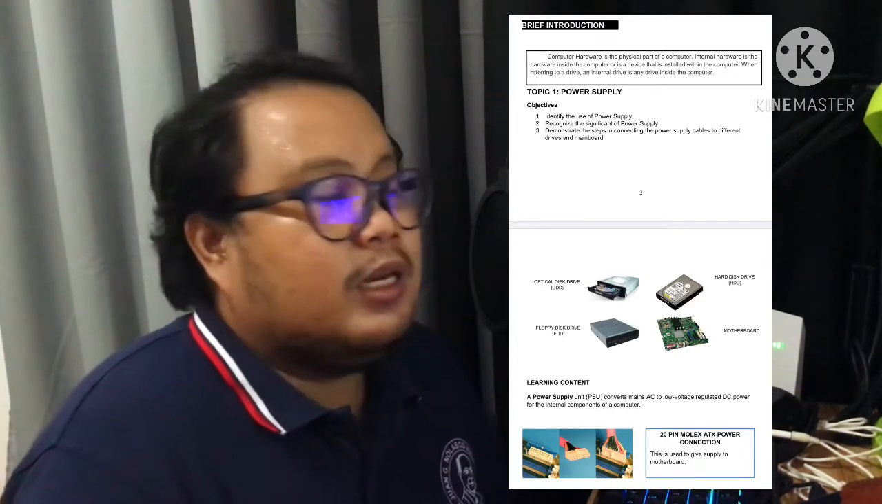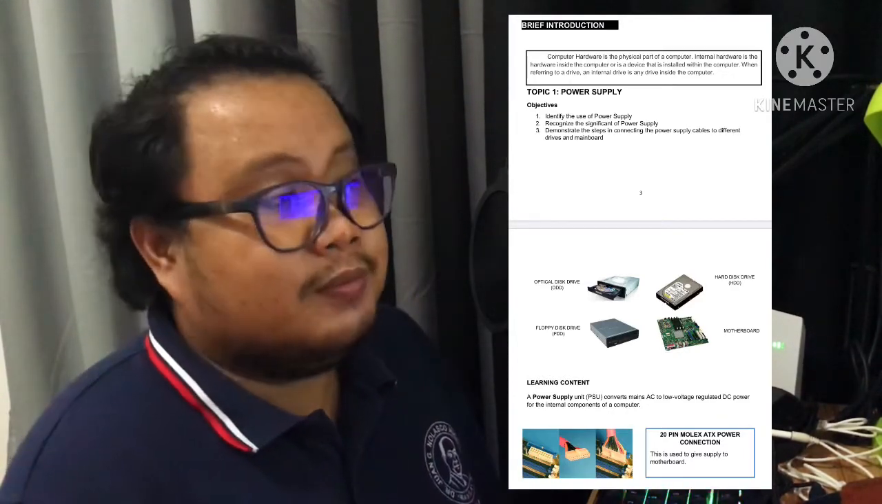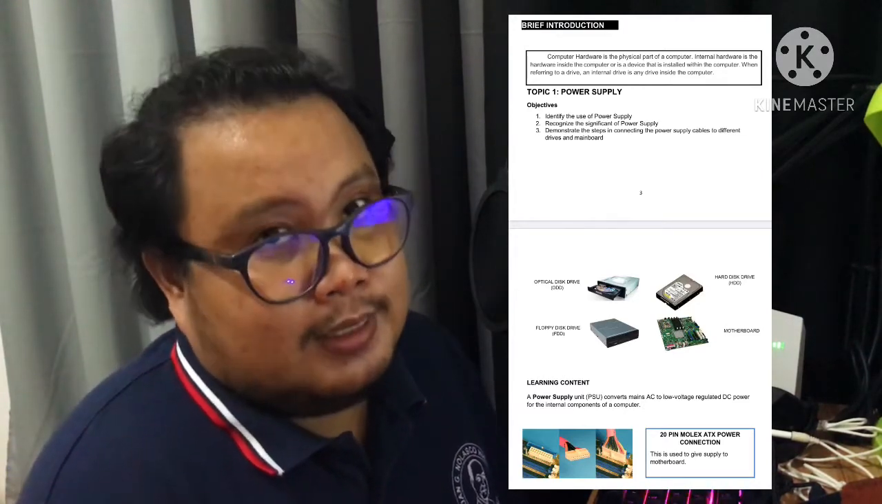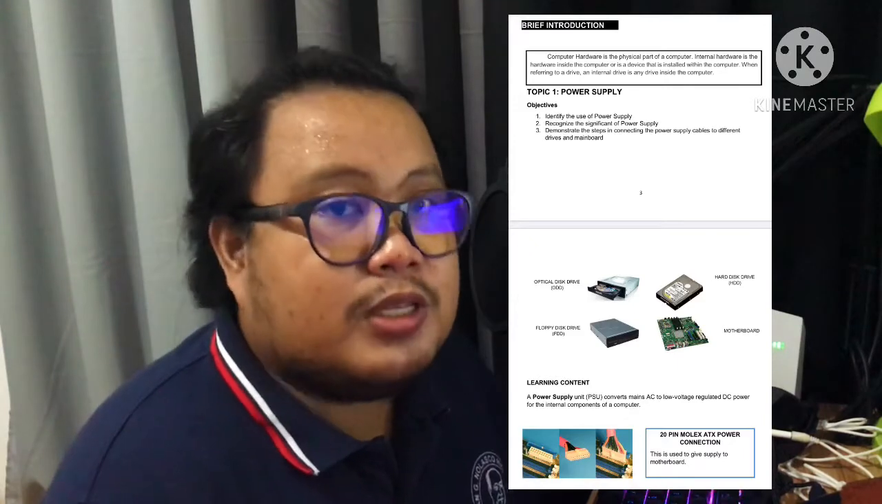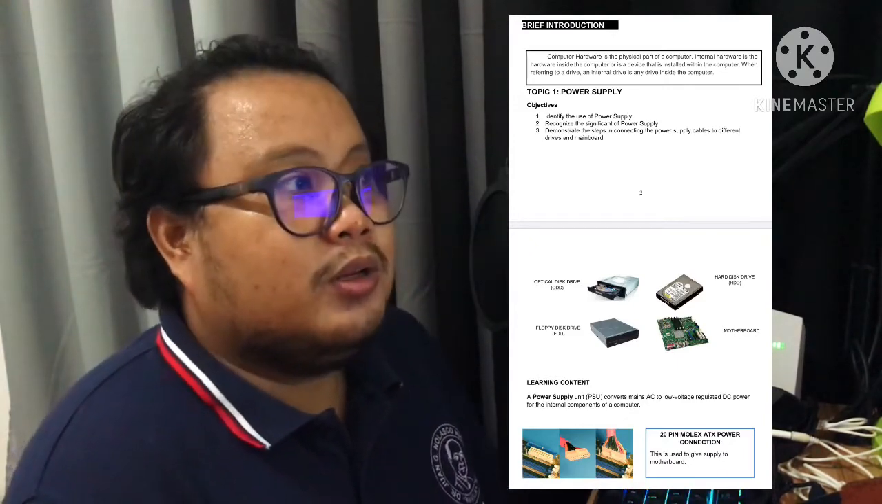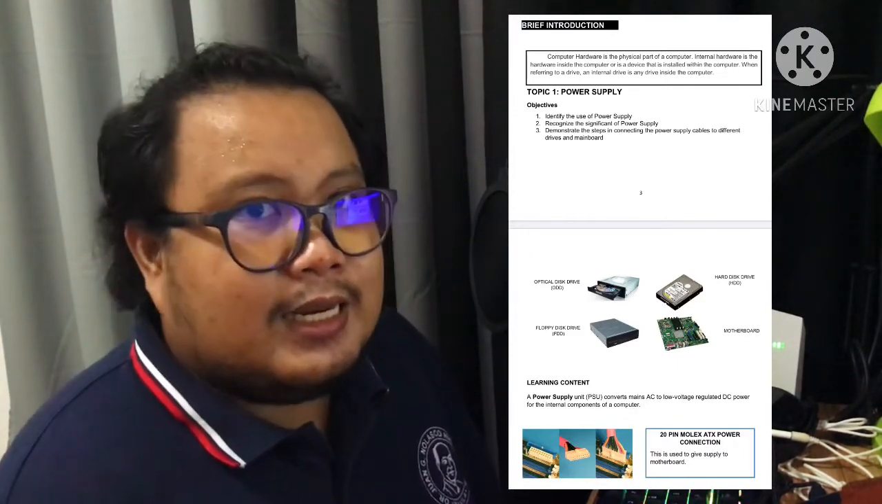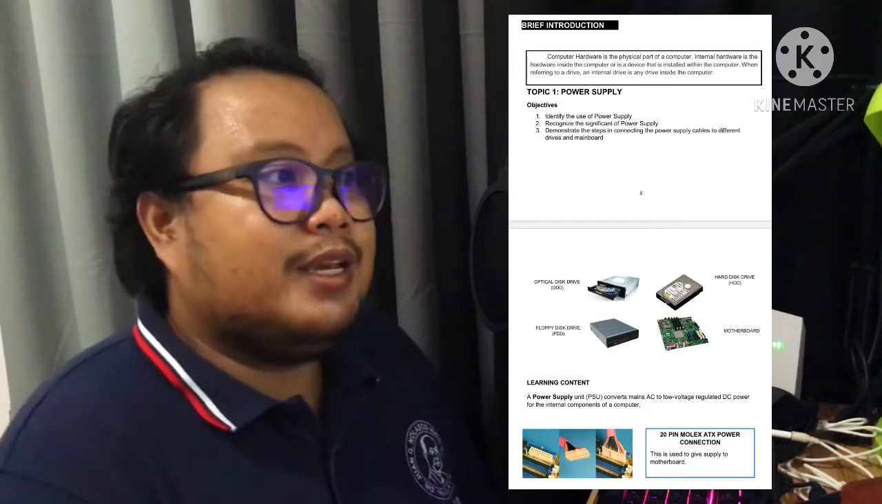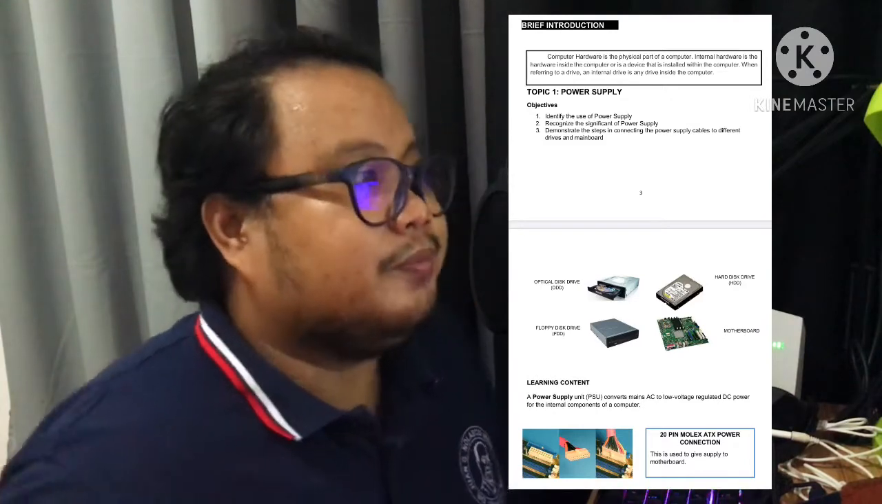So bakit kailangan nang i-convert yung AC to DC? So kasi meron tayong iba't ibang parts na hindi naman 220 volts ang kailangan. So meron tayong mga 3.5 volts lang. For example, yung ating main board, for example, kailangan niya lang is 1.5 volts. So kailangan niyang i-convert yung ating AC to DC power.